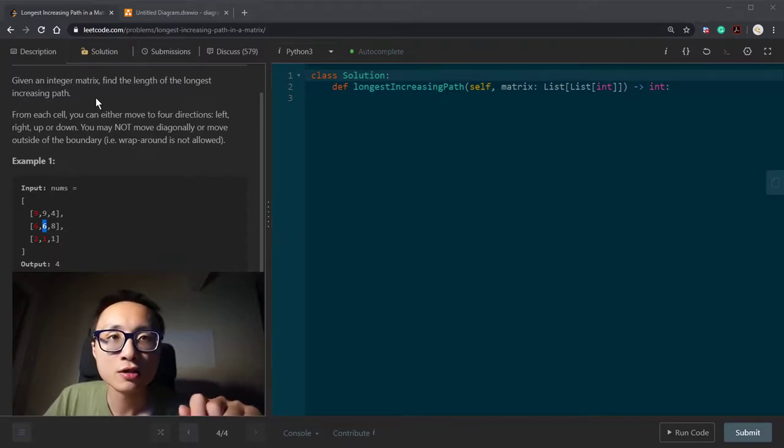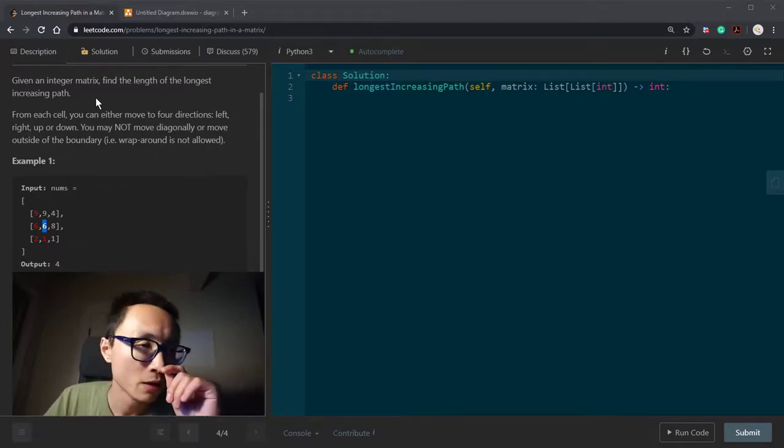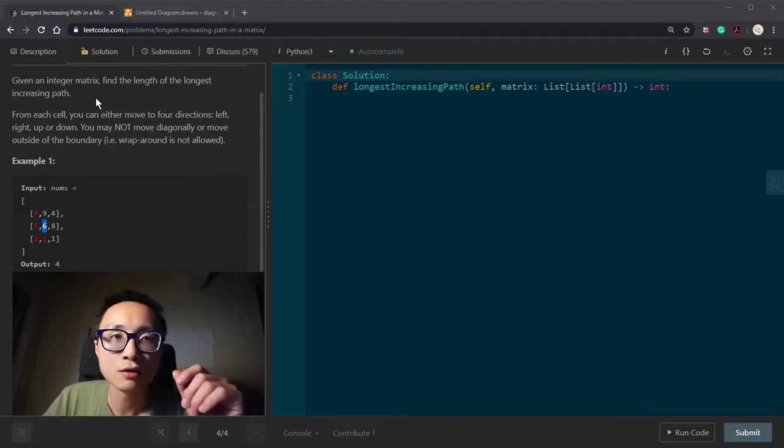So if we just code this strategy exploration as a subroutine, we could essentially just run this subroutine on all the locations inside this matrix, and it's guaranteed that we will get the global maximum longest increasing path if we actually do this.